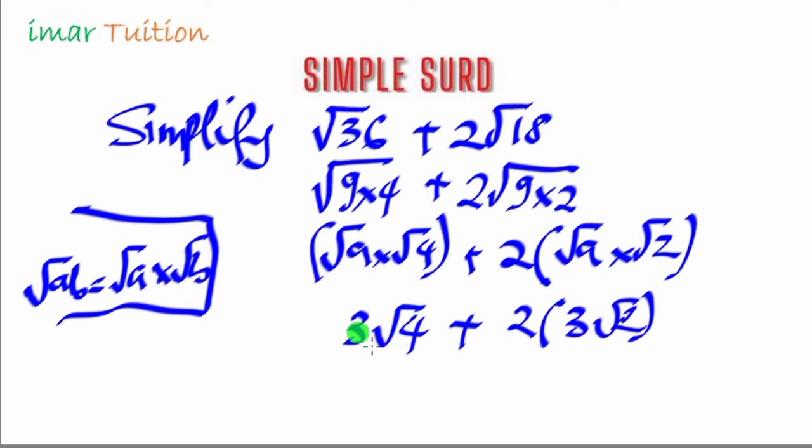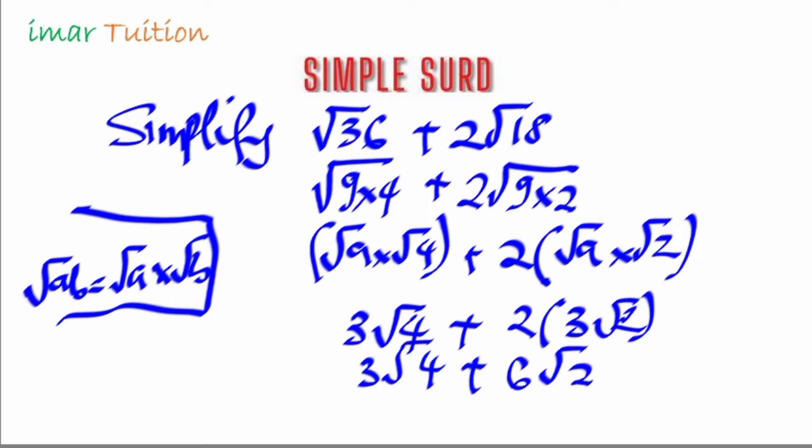Here we have 3 root 4 plus 2 times 3, which gives 6 root 2. Root 4 and root 2 are not the same, so we cannot add them.